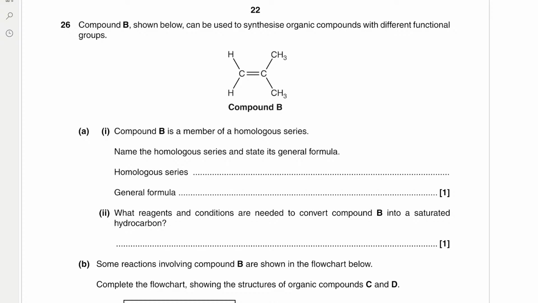Compound B is a member of a homologous series. Name the homologous series and state its general formula. So it's the alkene homologous series, and the general formula of alkenes we know is CnH2n. So if we had, for example, here we have 1, 2, 3, 4 carbon atoms, so then we must have 8 hydrogens. Let's just check that. 1, 2, 3, 4, 5, 6, 7, 8.